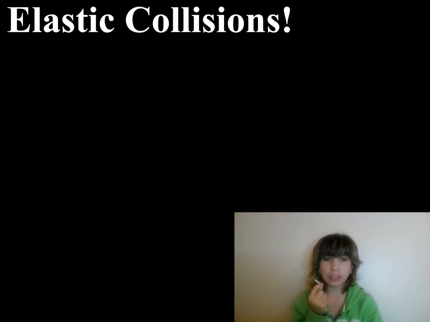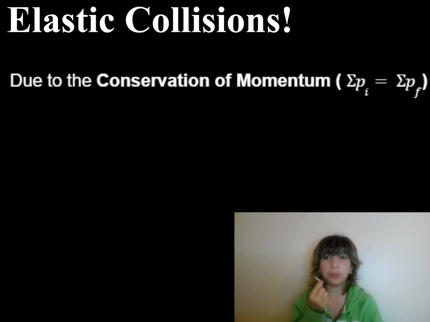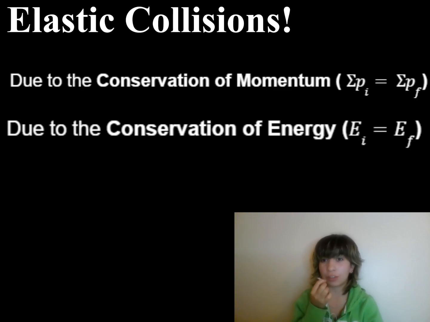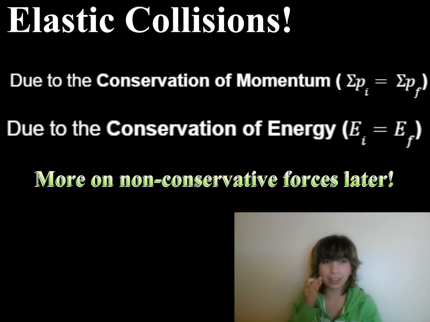The first type of collision I'll go over are elastic collisions, and the important thing to remember about elastic collisions is that due to the conservation of momentum, the total momentum of the system doesn't change, as well as the conservation of energy, which means that the total energy of the system won't change either. This basically means that in a perfect system, there are no non-conservative forces acting on either of the objects in the collision. And a non-conservative force will become more relevant as we enter the later stages of this video and explain a few different other collisions. But just for now, remember that in the elastic collision, both momentum and energy are conserved.